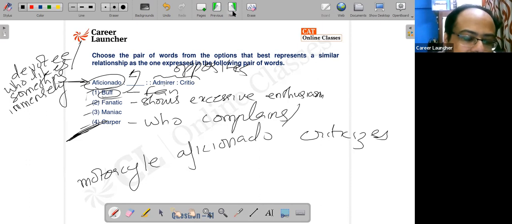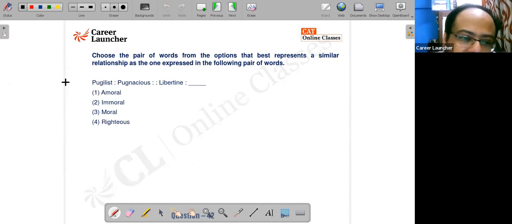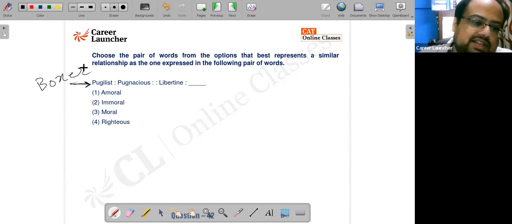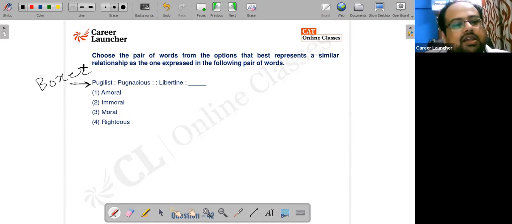Okay, next question. Pugilist is to pugnacious. Please make a note of the word pugilist. This is an important word. Pugilist is another word for boxer. When I say boxer, I'm talking about boxing, the sport of boxing. So a person who participates in the sport of boxing is a boxer, is a pugilist. Pugnacious means aggressive.